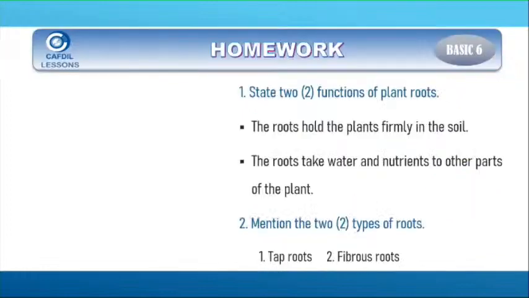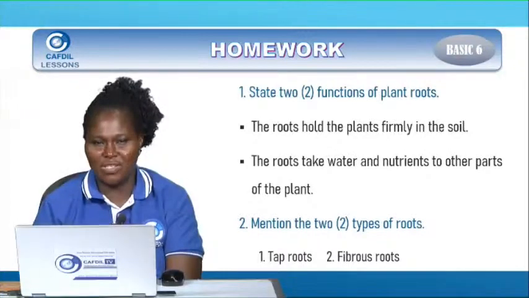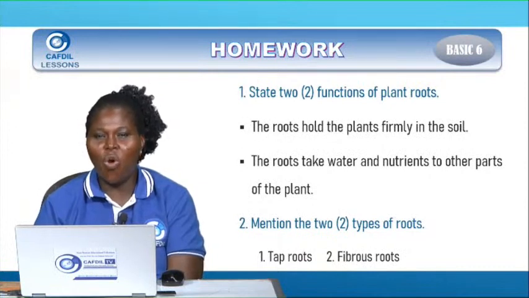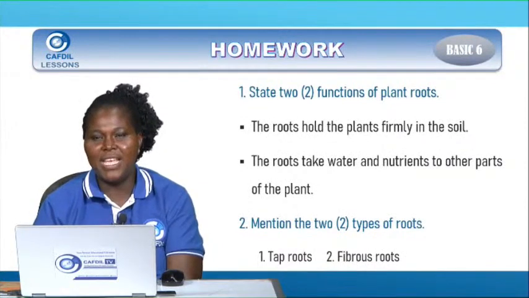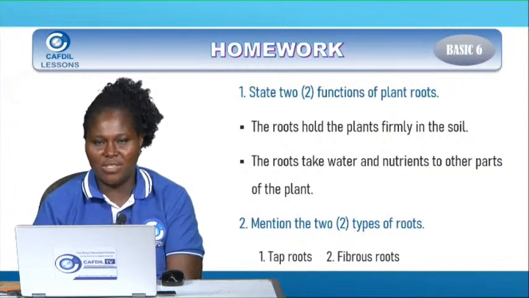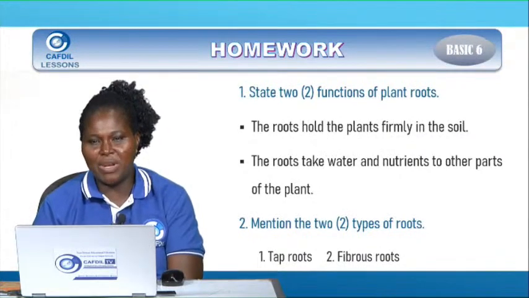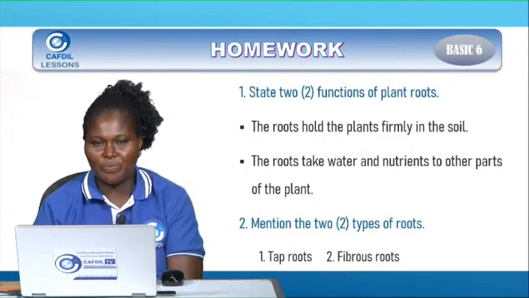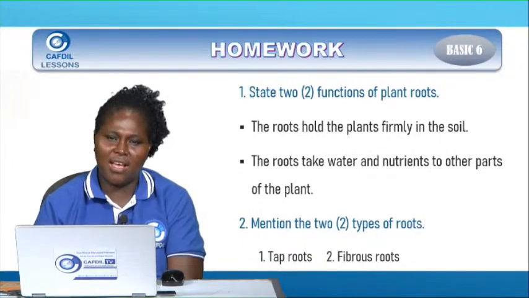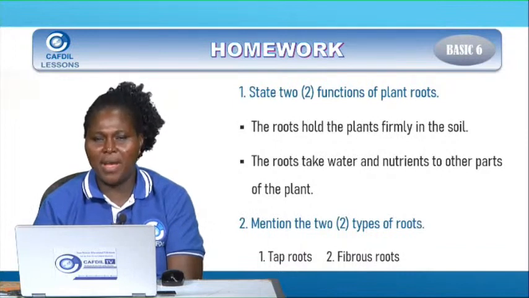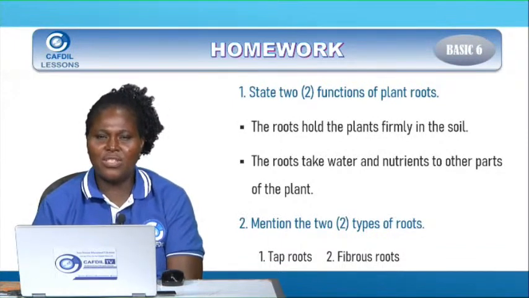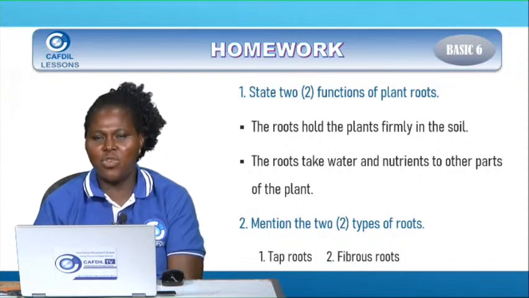Homework number 1. State 2 functions of plant roots. 1. The roots hold the plant firmly in the soil. 2. The roots take water and other nutrients to other parts of the plant.